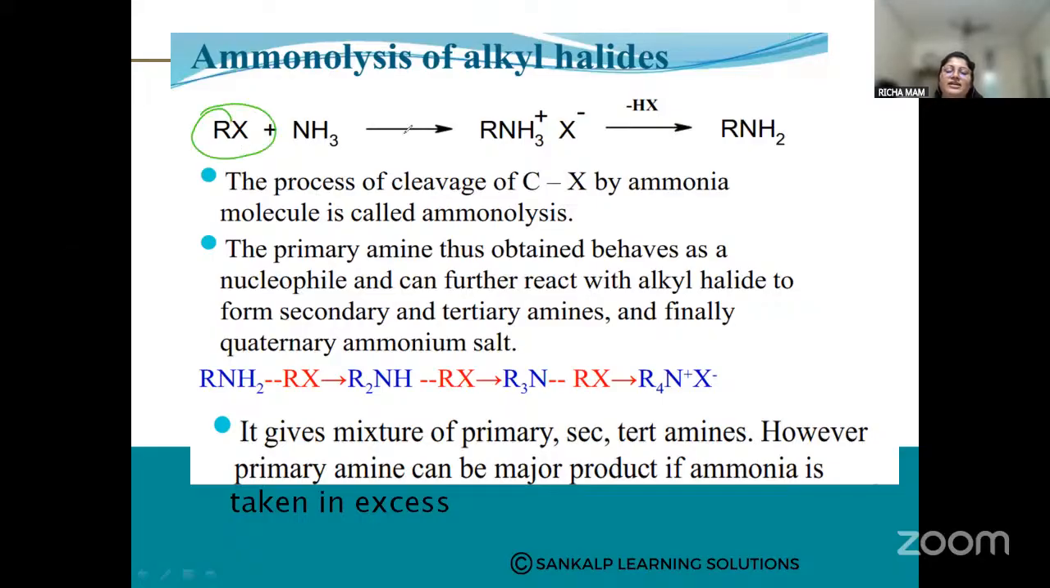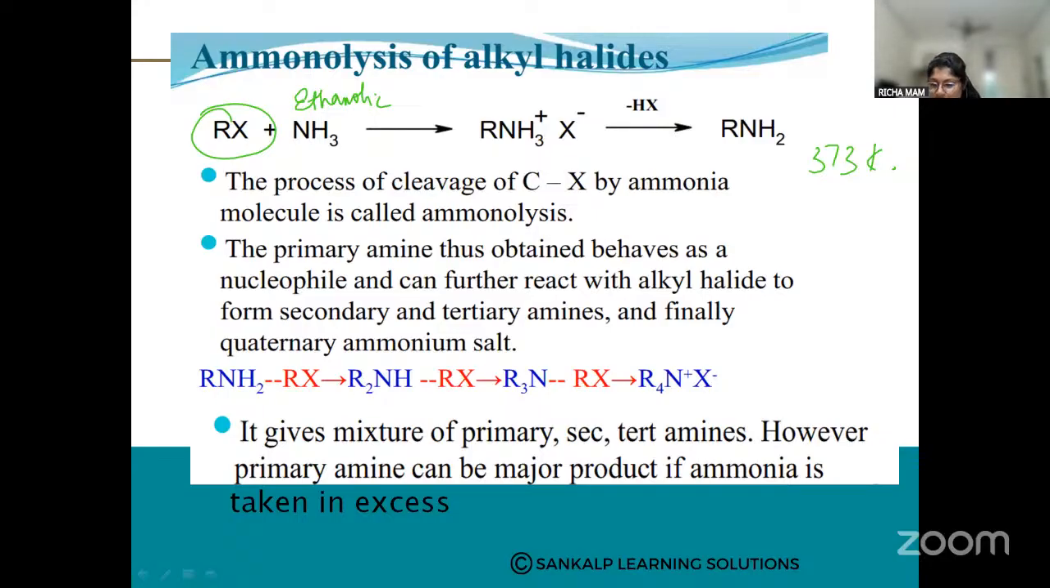These alkyl halides are heated with ethanoic NH3, in a sealed vessel at 373 Kelvin. So what is happening there? At each successive step, there is a replacement of a hydrogen atom of this NH3 by an alkyl or aryl group. Primary, secondary, or tertiary amines are formed, and at last, a quaternary ammonium salt is formed.